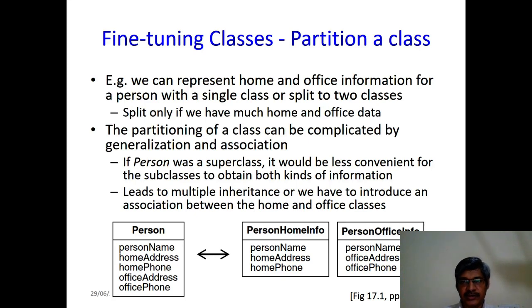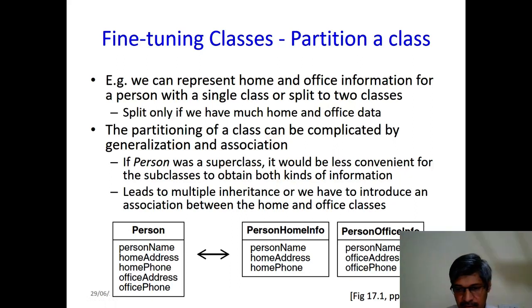Now what you can do is partition this class into two classes, person home information and person office information. Person home information consists of person name, home address, and home phone, whereas person office information consists of person name, so you need to repeat that one, office address and office phone. This way you are taking a class and splitting it into two classes. So the person information can be represented in either form, in a single class or by splitting it into these two classes. This could be one of the reasons. So that is one approach of fine-tuning the classes by partitioning a class.